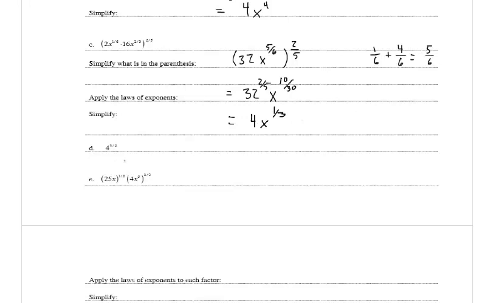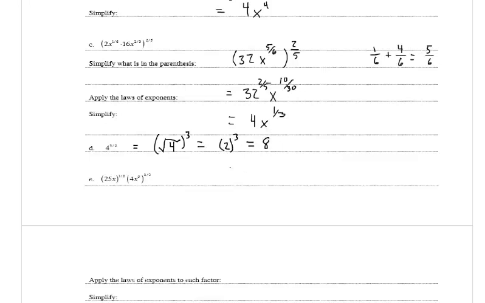In D, we have 4 raised to the 3/2. So the first thing I'm going to do is rewrite this as the square root of 4, all cubed. And the square root of 4 is equal to 2, so we have 2 cubed, which is equal to 8.